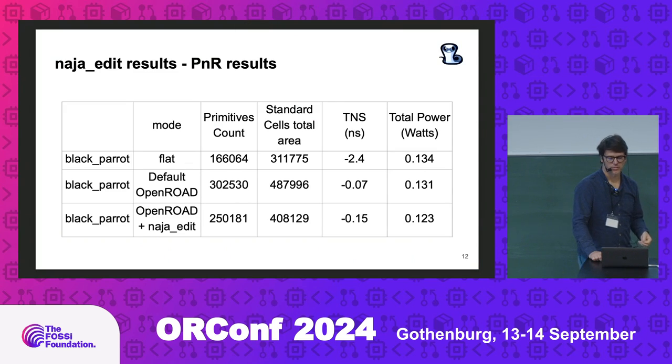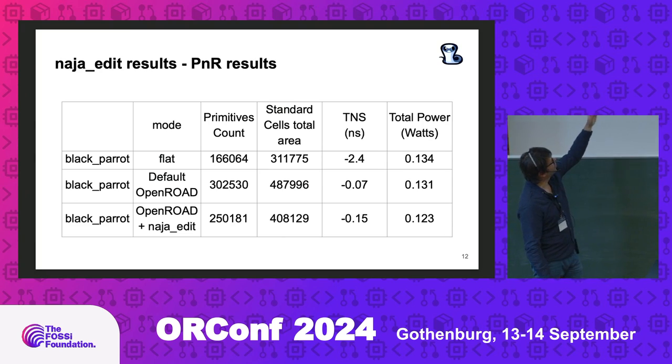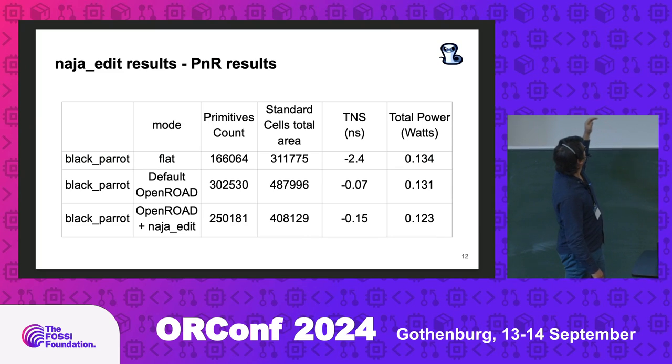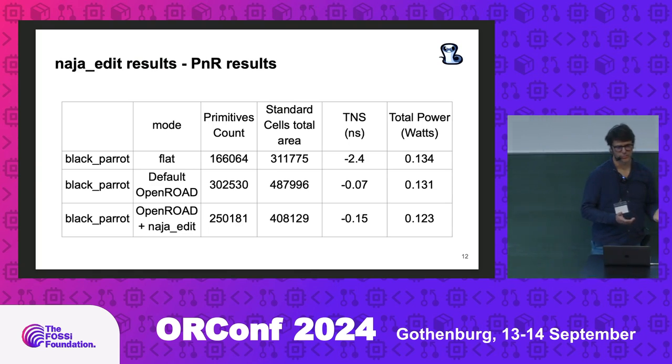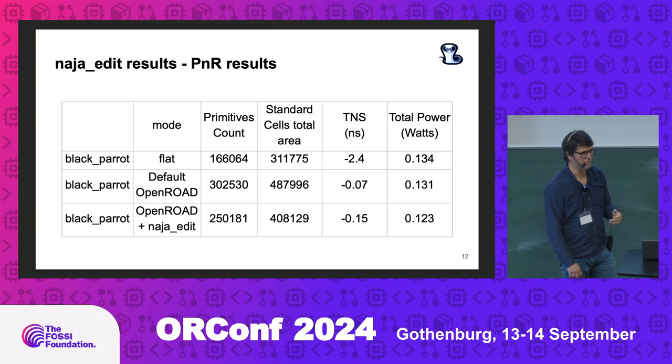But now, what is the consequence when you run full PNR? What is interesting on the Black Parrot one, if you look at the negative slack, you have a bigger design, but the negative slack is quite far from the objective. The default OpenROAD one is the smallest. Here we take exactly the same design. We just remove dead logic and do constant propagation. And it's very close in terms of negative slack. So I guess here we are also hitting some kind of chaos that is always in EDA tools. You just change something and you get a different result.